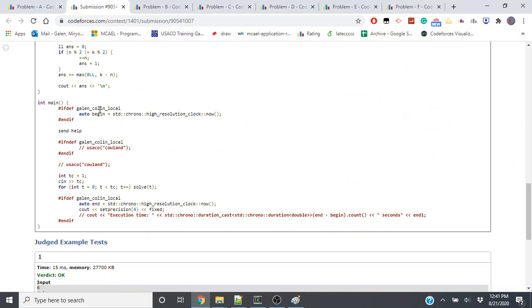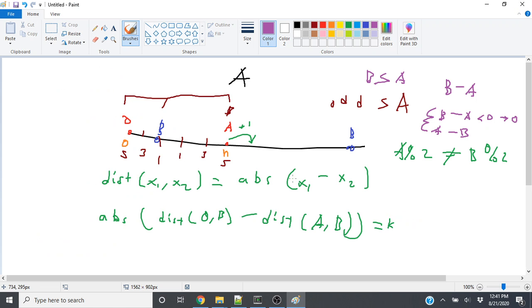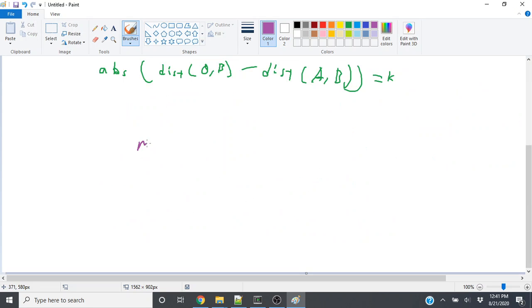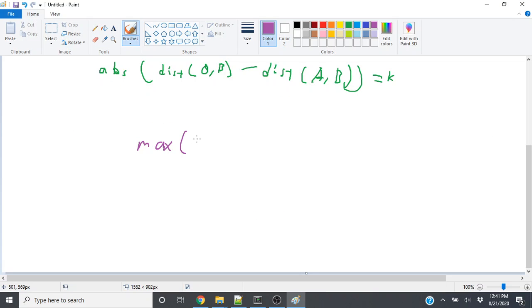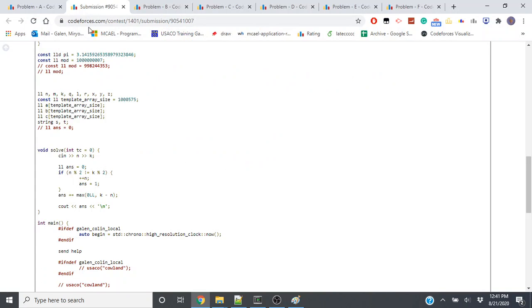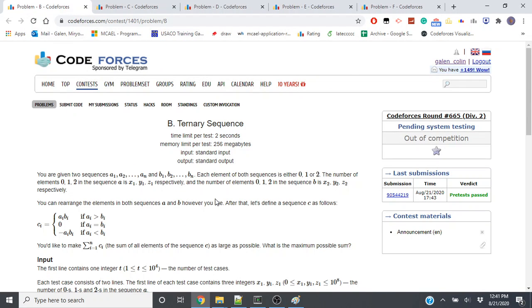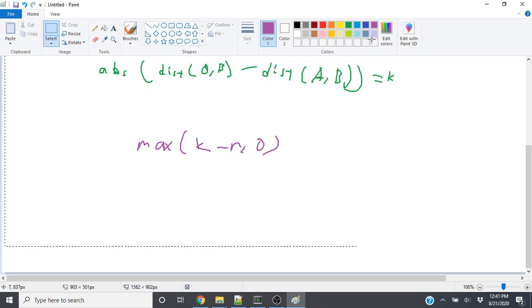And you can combine these by just taking the max of 0 and b minus a, which is k minus n. So the answer is, first you increase it by 1 if the parities are not the same, then it's max of k minus n and 0. And that's it. That took a while, but that is how it is. Then let's go on to b.